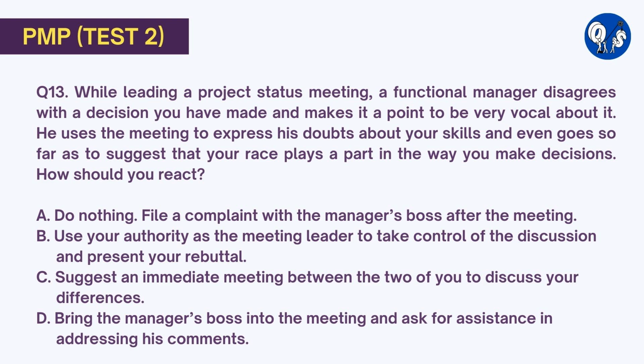Option C is the correct answer. The PMI Code of Ethics and Professional Conduct requires that you act in a professional manner even when others do not. Option A is incorrect because doing nothing solves nothing. Going to the manager's boss is likely to make the situation worse, so it's not better. Option B is incorrect because it is an emotional response, not a professional one. Option D is incorrect because you should always first attempt to solve differences one on one.